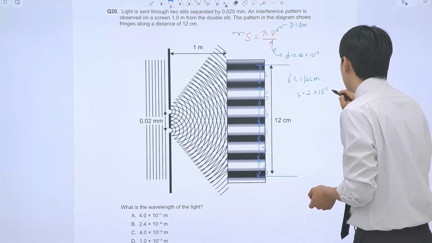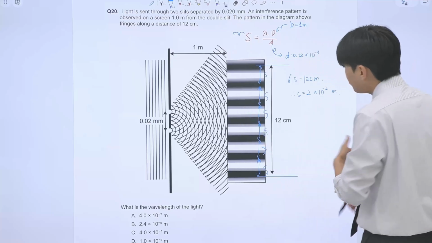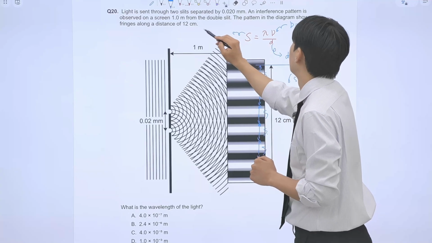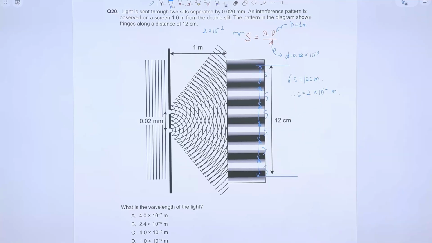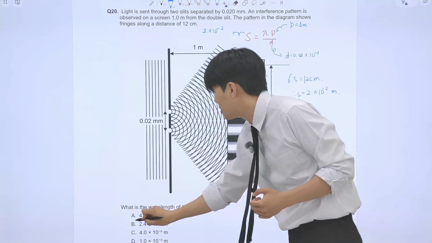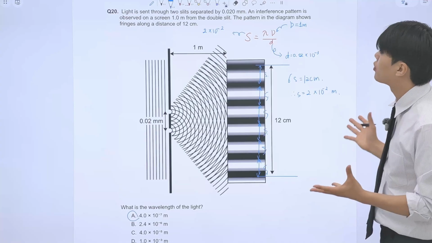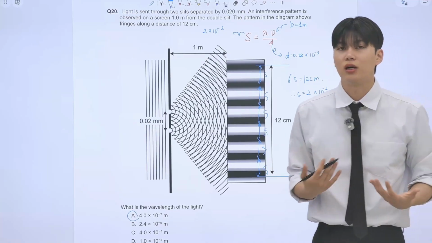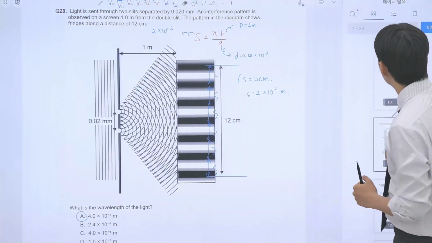I don't like the centimeters, so I put 10 to the negative 2 meters. So s is this number. Now we can calculate the wavelength in this situation. That's 2 times 10 to the negative 2 meters, and if you calculate that, then lambda should be 4 times 10 to the negative 7 meters, or 400 nanometers. Okay, very simple question, but this kind of question tests whether students have proper knowledge about the double slit experiment, which is a good question.